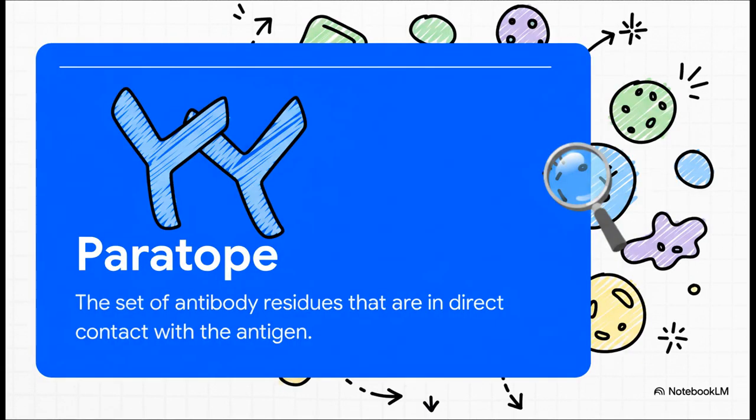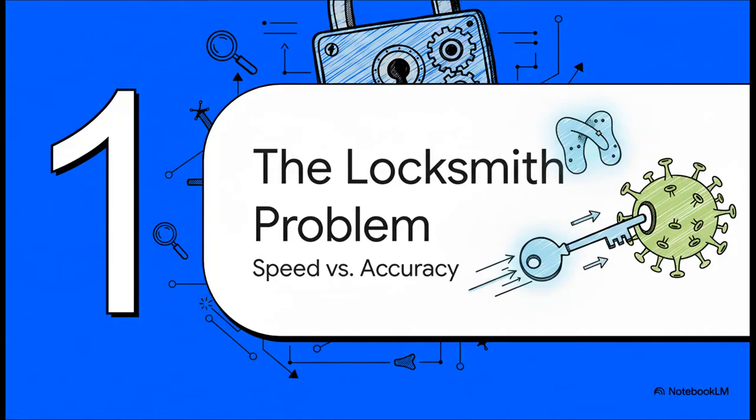So, in biology, these teeth have a name, the paratope. It's just the specific little group of amino acids on the antibody that physically latches onto the target. And honestly, identifying this paratope is everything. If you get it right, you might just have a brand new drug. But if you get it wrong, well, that key is totally useless. And that, right there, is the heart of what we can call the antibody locksmith problem.